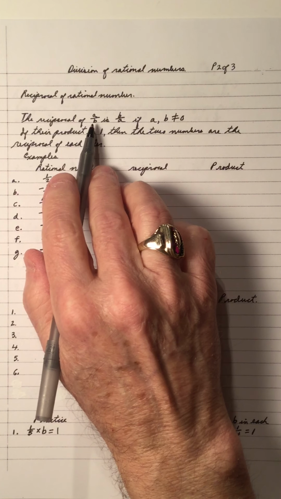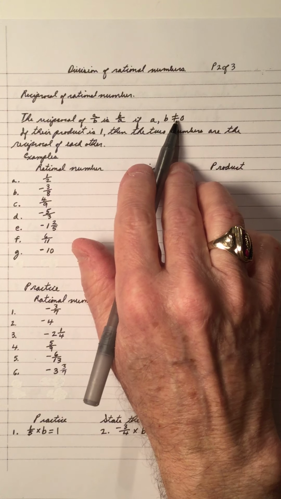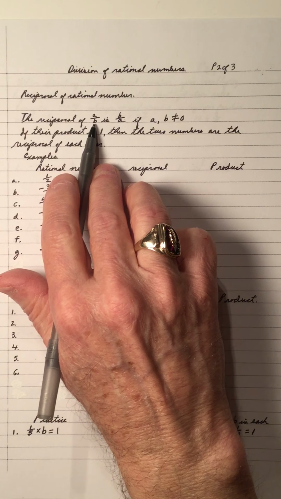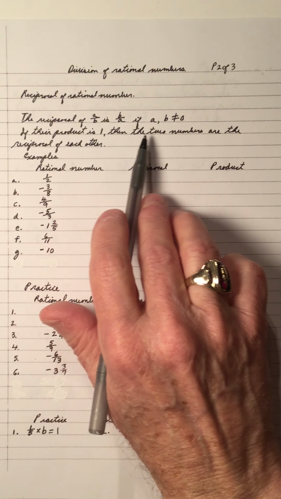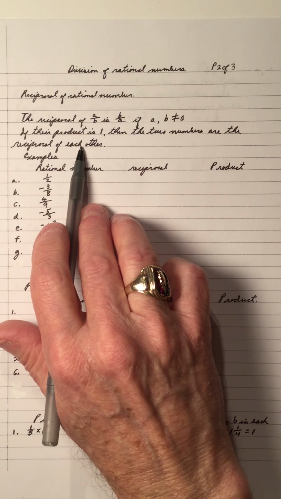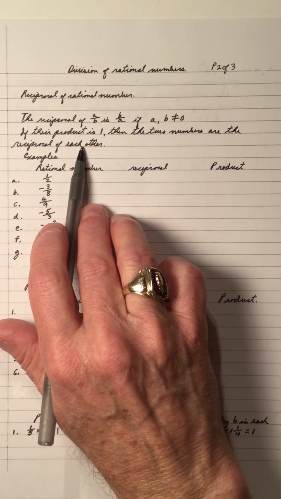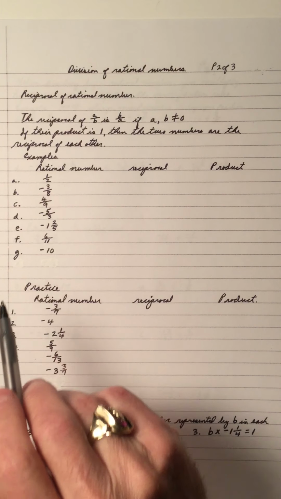The reciprocal of A over B is B over A if A and B are not zero. We cannot have a zero in either the numerator or denominator when we're doing reciprocals. If the product is 1, then the two numbers are reciprocals of each other. So when you multiply two numbers and you get 1, that means they're reciprocals. 2 over 3 times 3 over 2 gives you 6 over 6, which is 1.